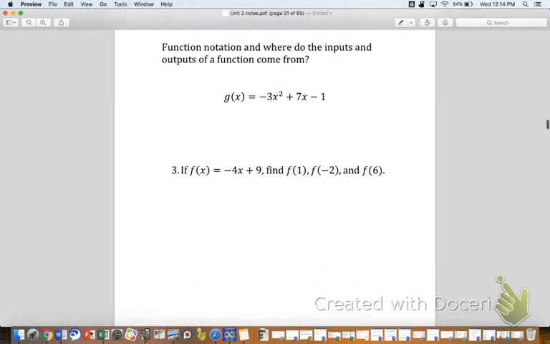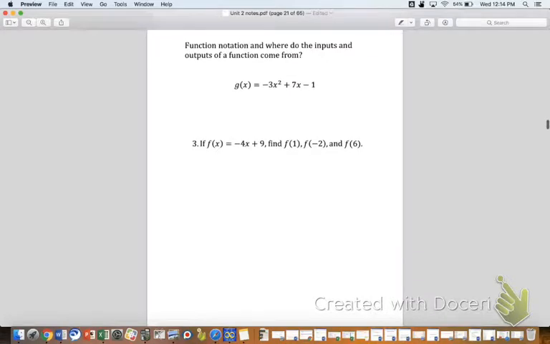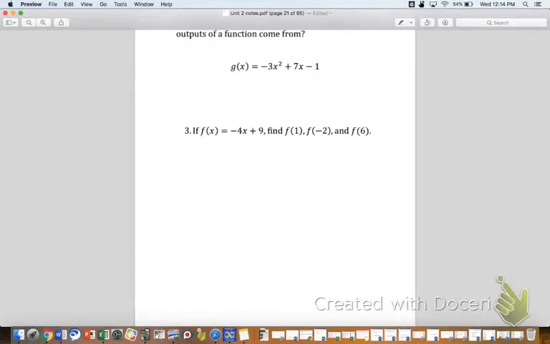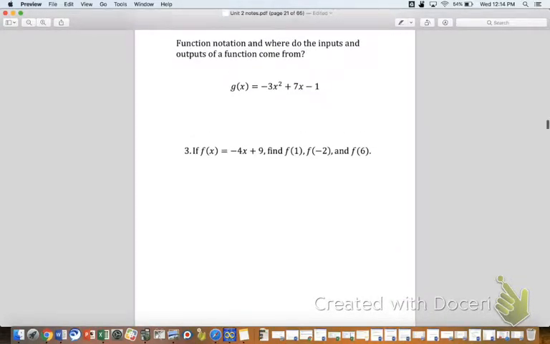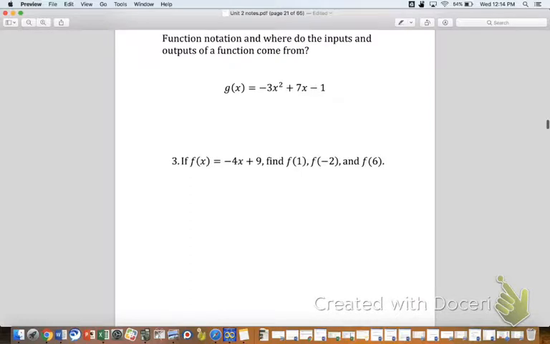The final thing I want to talk to you guys about before we do a little practicing is function notation. And where do the inputs and the outputs of a function come from? Okay, so g of x is equal to negative 3x squared plus 7x minus 1. That is how you read this. I'm going to write this down for you. So this right here is not multiplication. This is the name of the function. So we would call this function g of x.